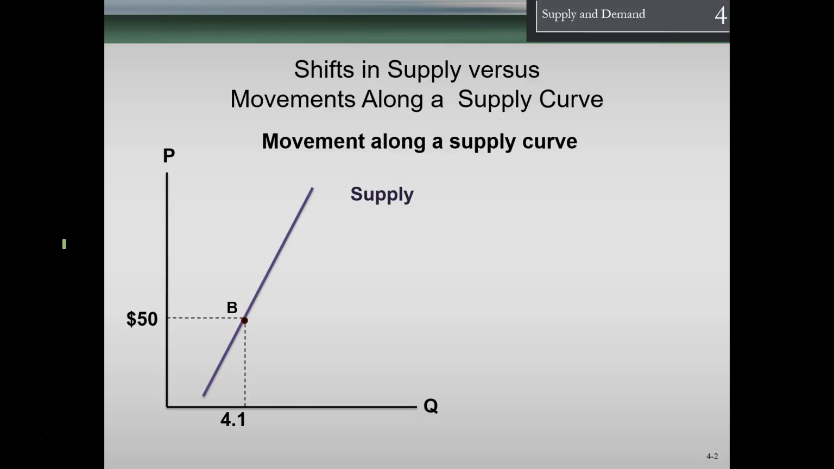So we're going to continue with our discussion of supply. We've completed demand. We're going to go through supply, and then we're going to move on to that interaction, of course, between supply and demand. So we'll start off with our familiar graph here.